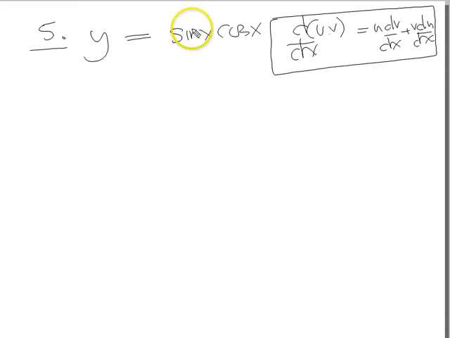Right, let's have a go at 5. Y equals sin x cos x. Again, it's u times v. Product, simple product. Both of these are standard derivatives, so we can just use a product rule.